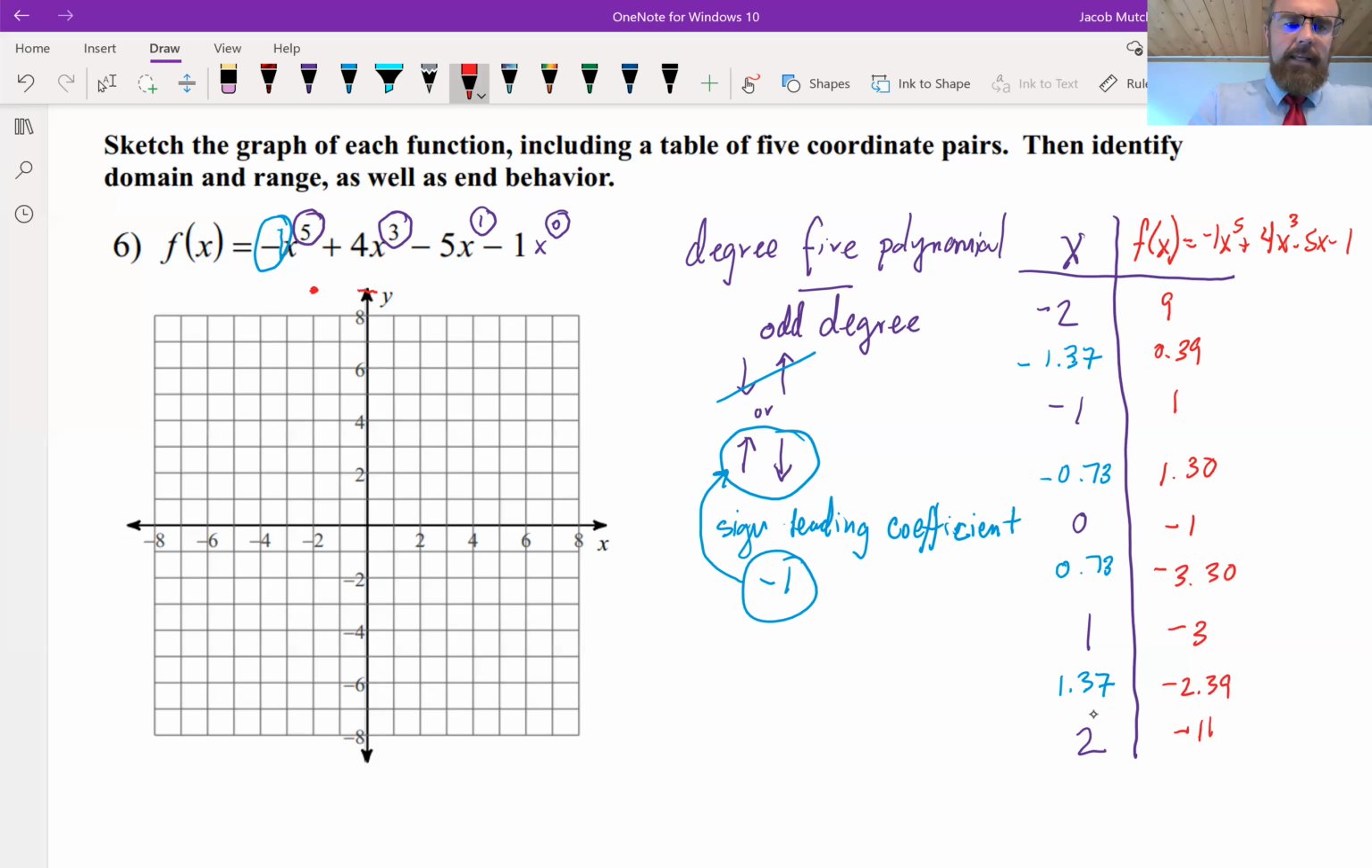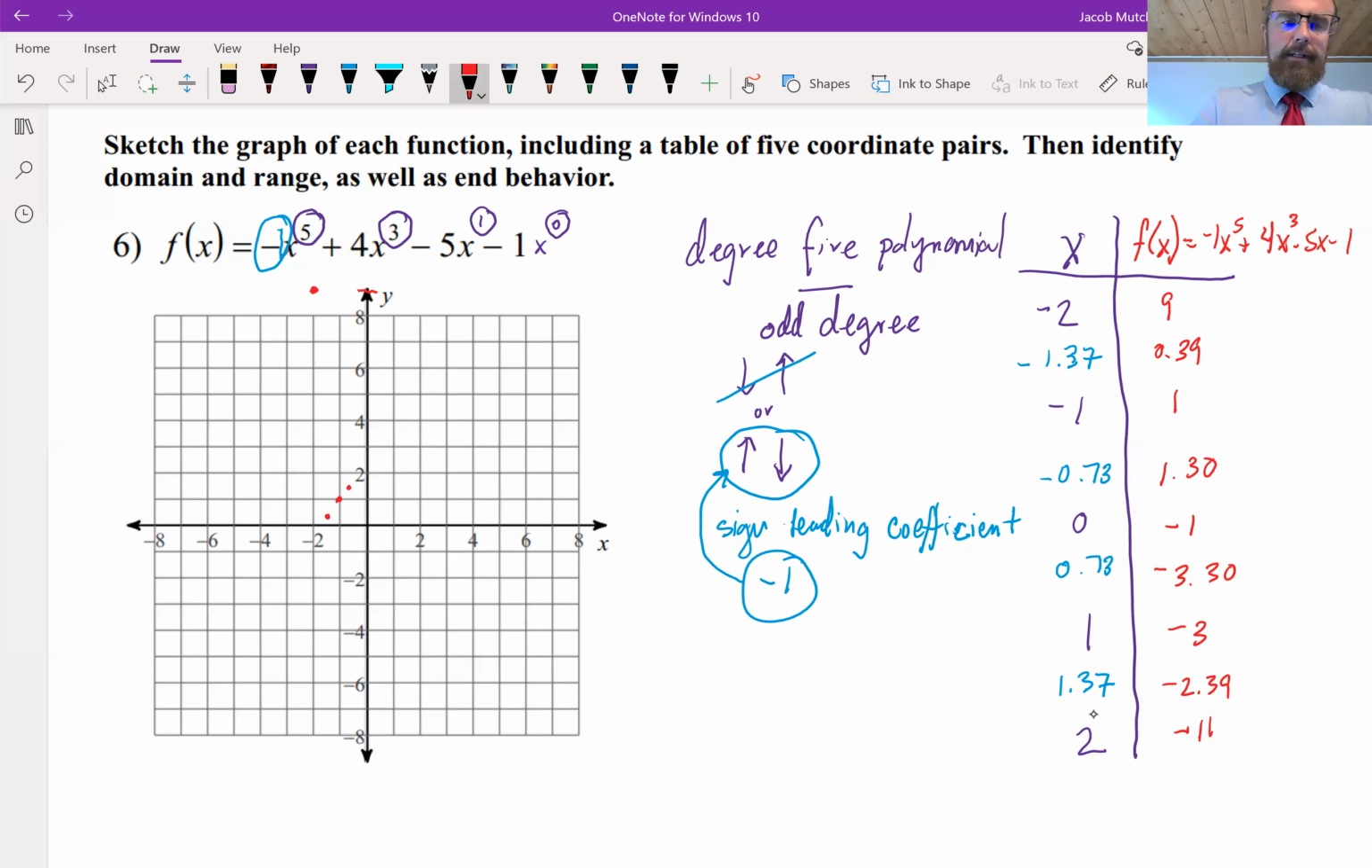-1.37 I need to estimate, and it's just above the x-axis at 0.39. So I'm going to estimate that's about right there. And then -1, 1. So I can see that's a relative minima there to the left of -1, 1. 0, 0.73, 1.30 is about there. So a relative maxima.